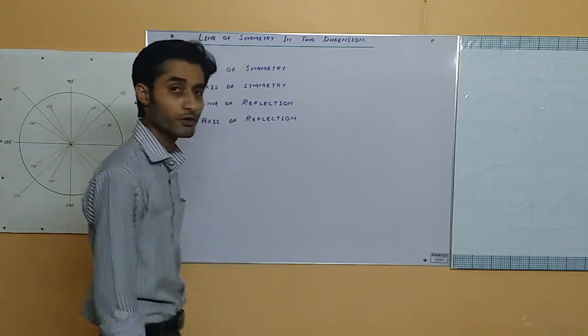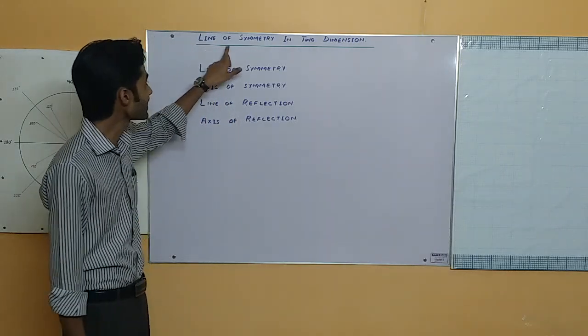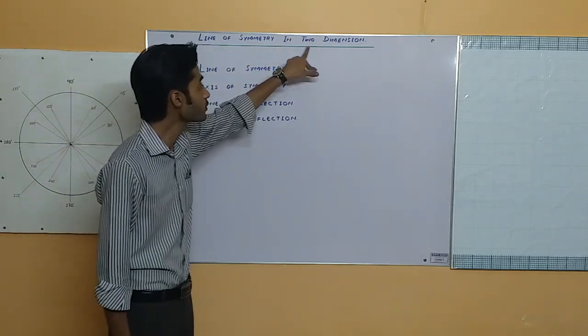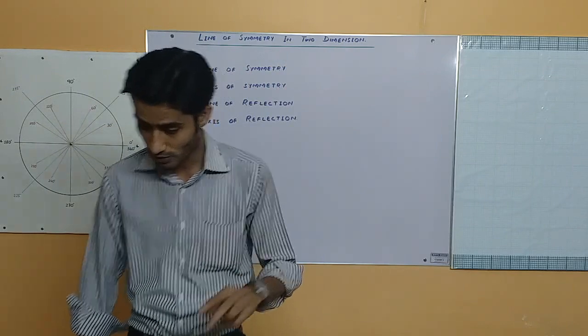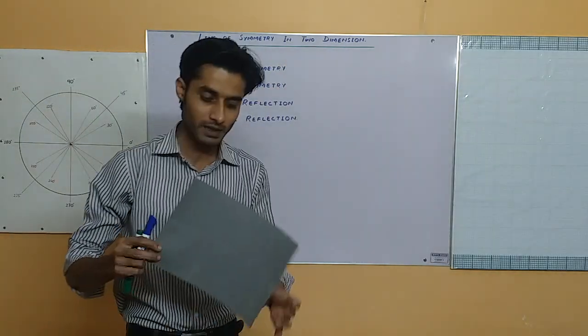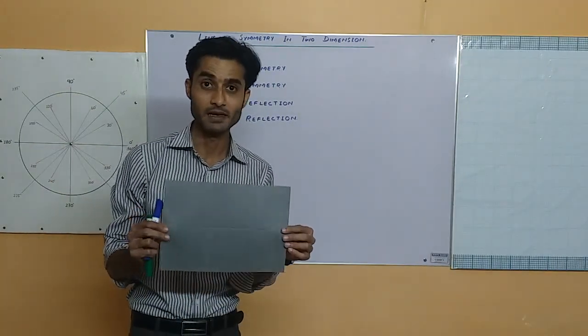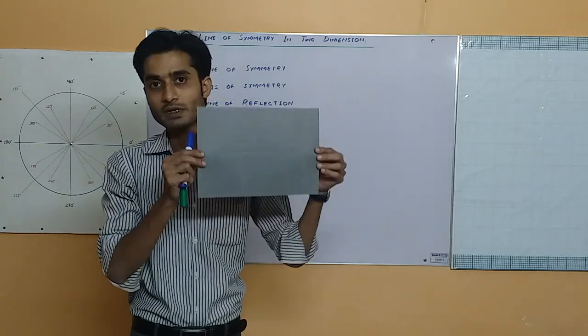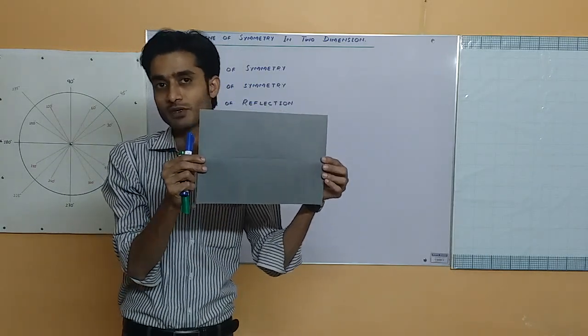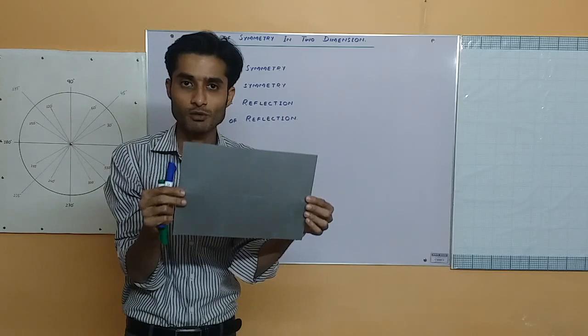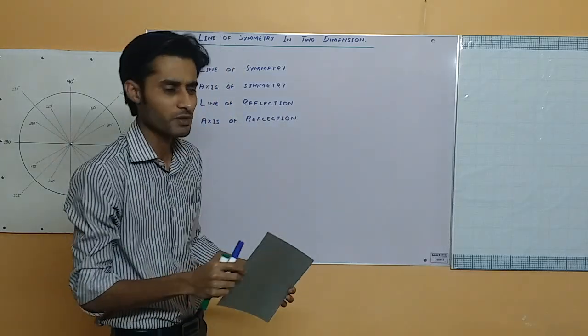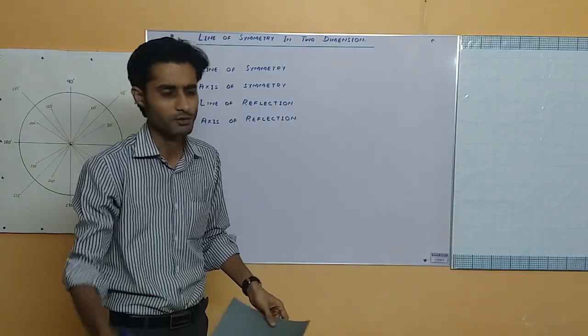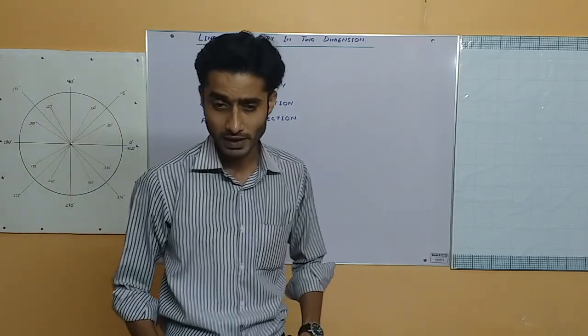The very first thing that we are going to discuss today is line of symmetry in two dimensions. Two dimensions mean something like this, a rectangle. We are going to discuss line of symmetry on a two-dimensional object like rectangle, parallelogram, square, circle, and other things of that kind. We will show you those things in a while.